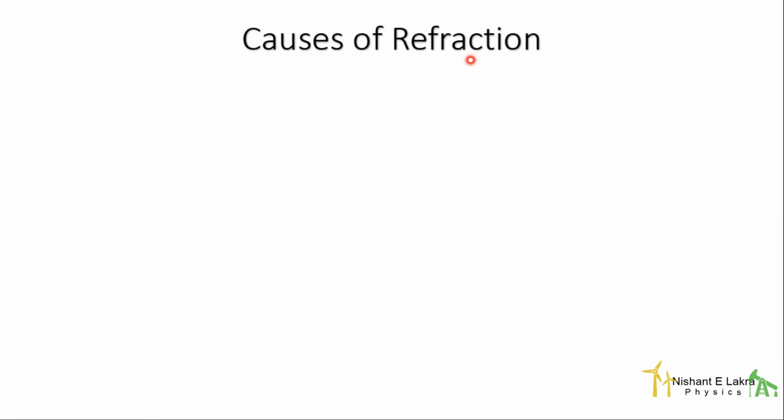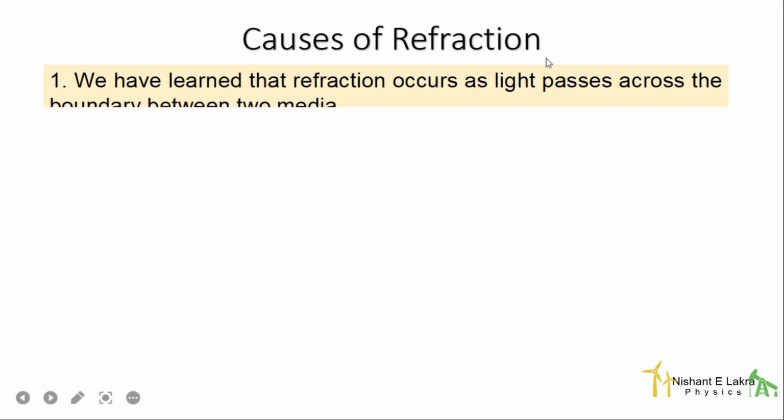Now let us understand the causes of refraction. What are the causes of refraction? The first cause we'll see here is, we already have learned that refraction occurs as light passes across the boundary between the two media. That means refraction will take place when light passes between two media. In the previous illustration, we saw that the light is passing from the rarer medium to denser, air to glass, and again from glass to air. Then only refraction will take place.